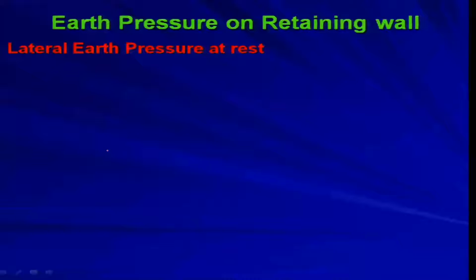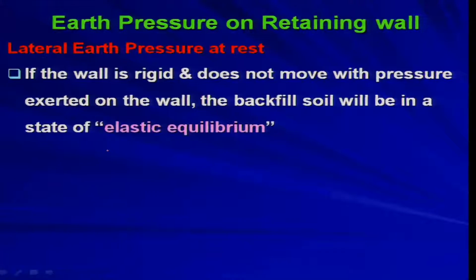So, now in this lecture we will be talking about the elastic equilibrium and we will be trying to establish the expression for earth pressure at rest and earth pressure at active and passive condition. So, if the wall is rigid and does not move with pressure exerted on the wall, the backfill soil will be in state of elastic equilibrium. That means, when the wall is not moving at all, when the backfill is at rest condition, at that time basically the soil will be under elastic equilibrium.